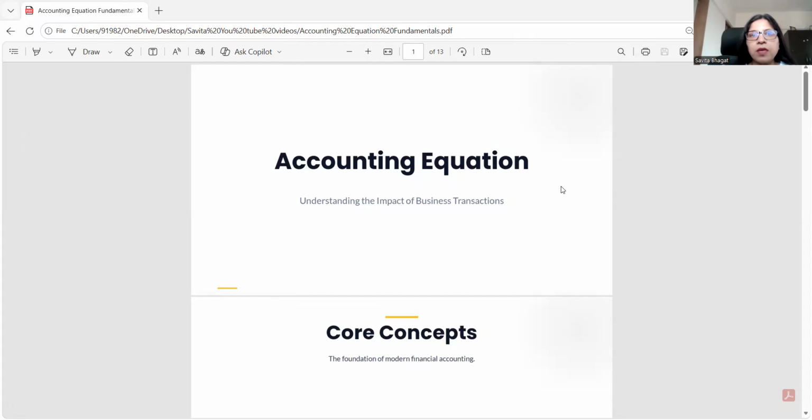Hi everyone. Today we are going to discuss the concept of the accounting equation and its impact on business transactions. As we understood in the previous session, the accounting equation is assets equal to liabilities plus capital. Now we will understand this concept with the help of examples of business transactions. This is the fundamental concept for modern financial accounting.